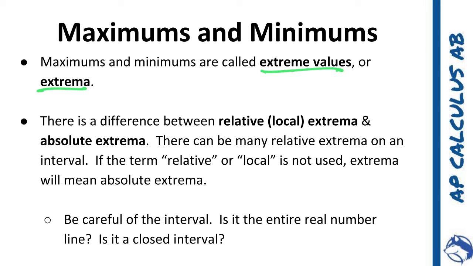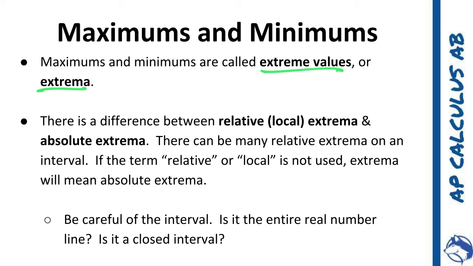So there's a difference between relative extrema and absolute extrema. So relative would be like local in like a small interval, and an absolute extreme would be this is absolutely going to be the highest one. So there can be many relative extrema on an interval. The term relative or local, if this term is not used, then extreme will mean absolute extreme.